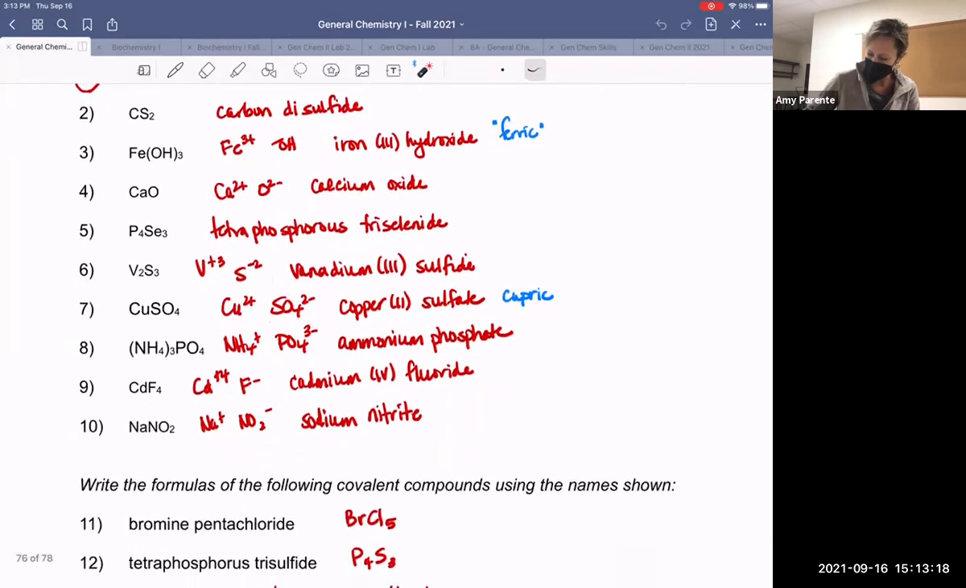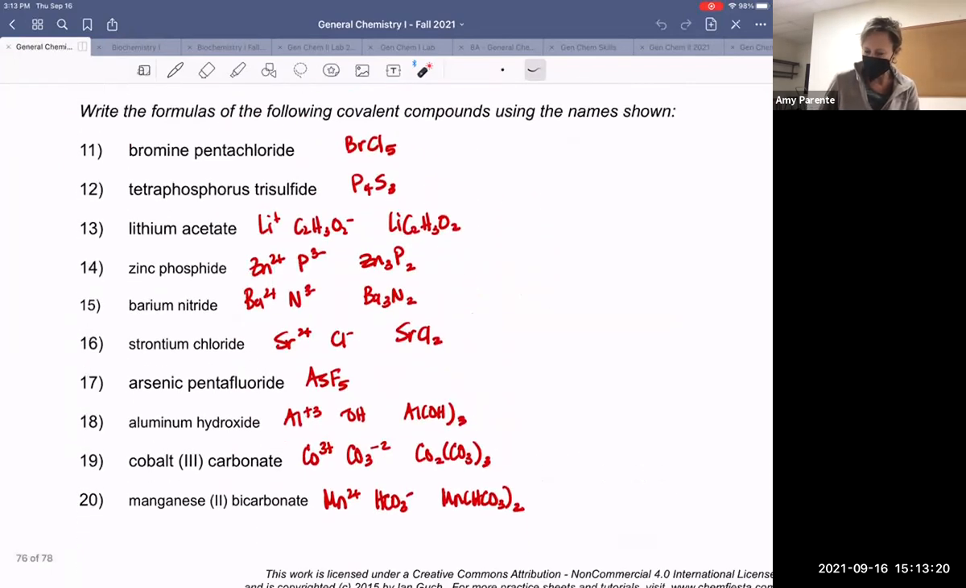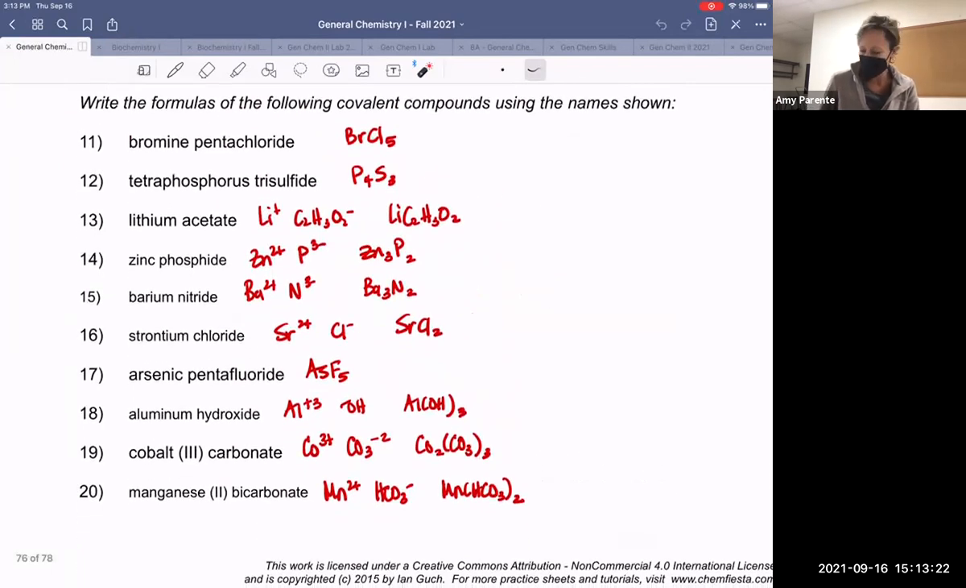So let me go through the bottom part here. And then Sarah, I'll see if you have any questions. And if not, then we can move on to the fourth page there. So again, this is the more important skill, being able to take a name in words and generate a chemical formula for it. So bromine pentachloride is BrCl5. Tetraphosphorus trisulfide is P4S3. Lithium acetate.